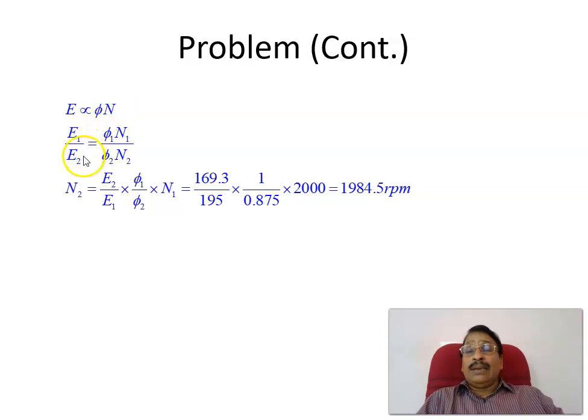Continuing the problem, as you know, back EMF is proportional to phi into N. Therefore E1 by E2 equals phi 1 by phi 2 into N1 by N2. Substituting into this equation, you can find the speed N2 corresponding to the second case of 175 volts. It is equal to E2 by E1 into phi 1 by phi 2 into N1. Substituting that, you will get 1984.5 RPM.